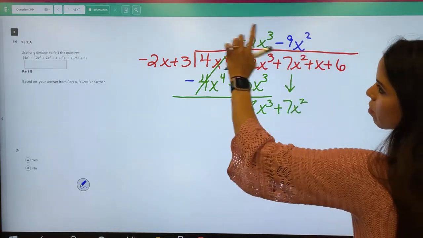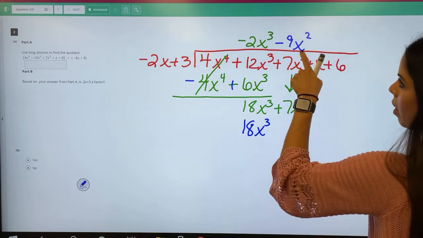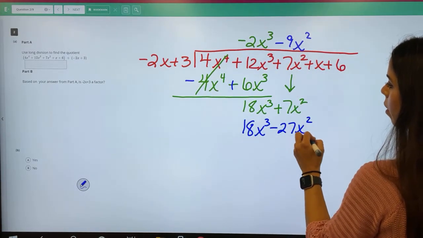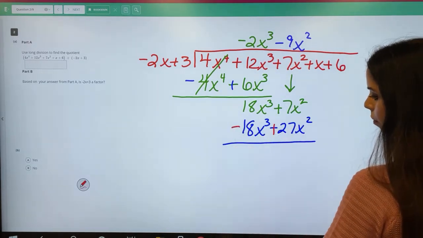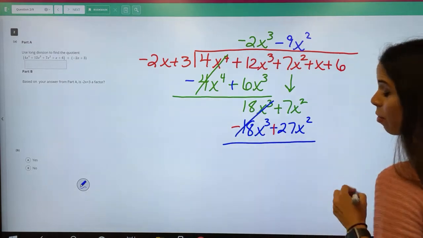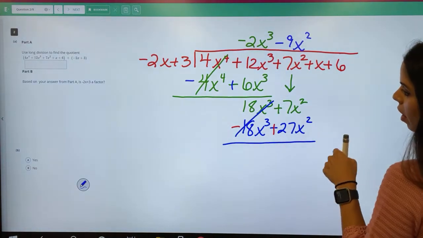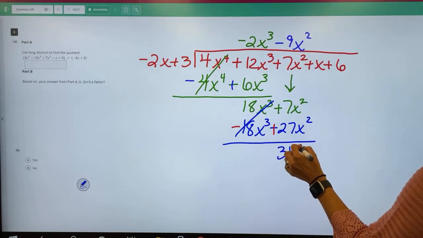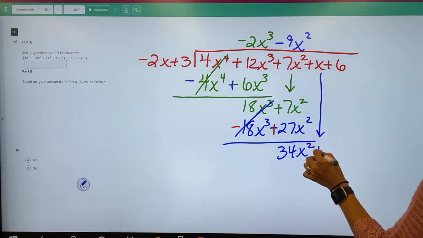So -9x squared times -2x is 18x cubed. -9x squared times 3 is a -27x squared. And then we need to do the sign change because we're subtracting. So these will cancel. Those always cancel. If they don't, then something's wrong with your sign. 7x squared plus 27x squared, that's what, 34x squared? And then we bring down the next term.